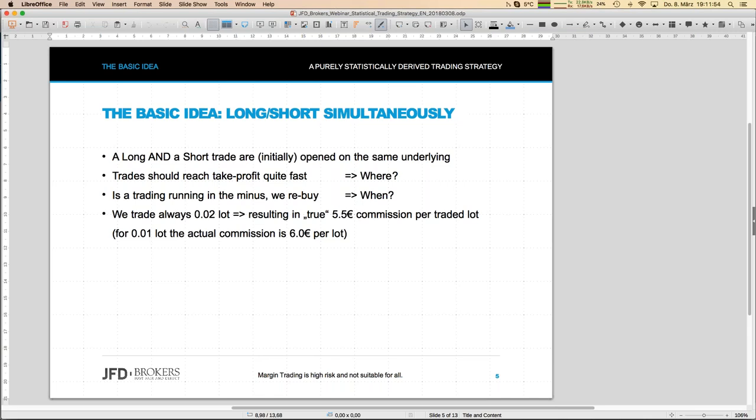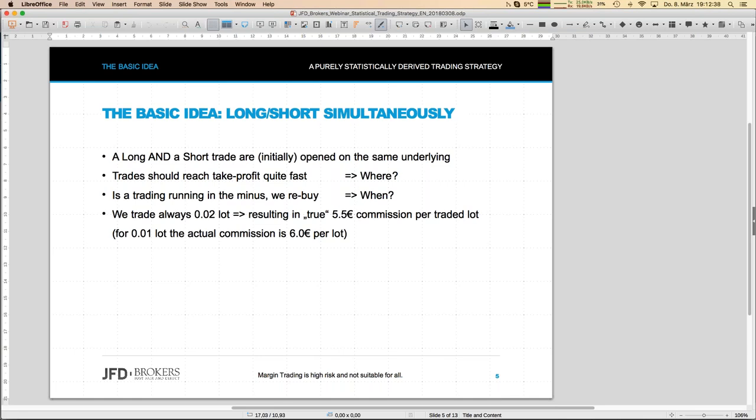You know that we have a standard commission of 5.5 euros per traded lot, but unfortunately not if you go for the smallest unit, which is 0.01 lot. Because then you will see you have a commission of 0.06 euros, so 6 cents. And since that strategy suffers from every cost, any costs like commission and spreads, we really have to do the optimum. So the minimum lot size here, in my case, is 0.02 instead of 0.01, simply to save that half euro per lot traded.